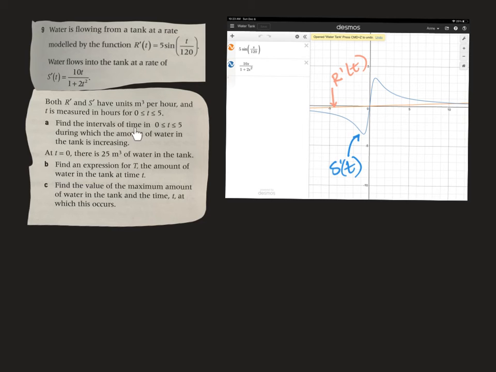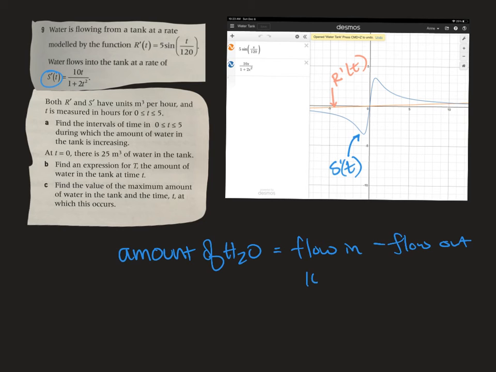So it wants us to find the intervals of time where the amount of water is increasing. So what I would suggest that we do is we actually just make this into a single function, because if we want to know the amount of actual water, that's going to be equal to the flow in minus the flow out. Well, the flow in is s of t, so we're going to have 10t over 1 plus 2t squared minus the flow out, which is going to be 5 sine of t over 120.